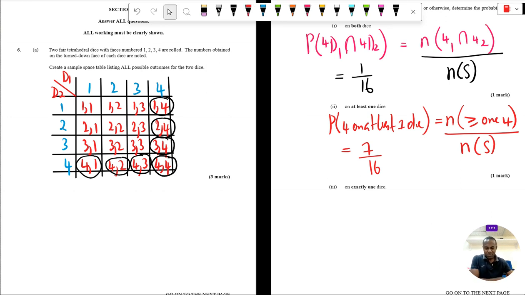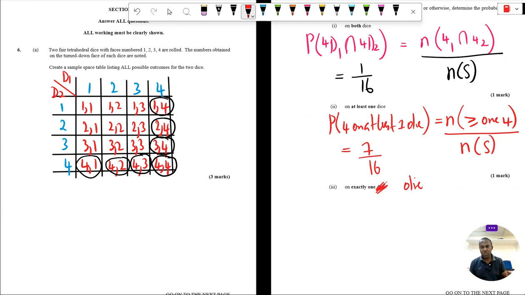Now, part 3 wants us to determine the probability of obtaining a 4 on exactly 1 die, right? So once again, the word die refers to 1, but the word dice refers to more than 1. So we want to calculate the probability of obtaining a 4 on exactly 1 die.